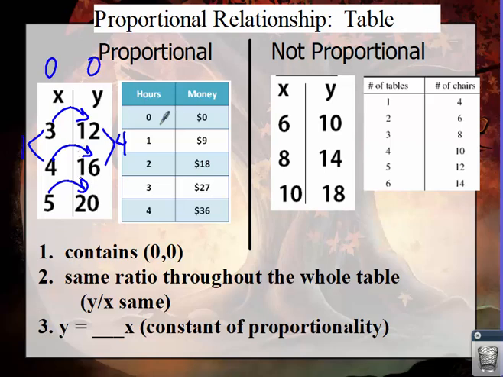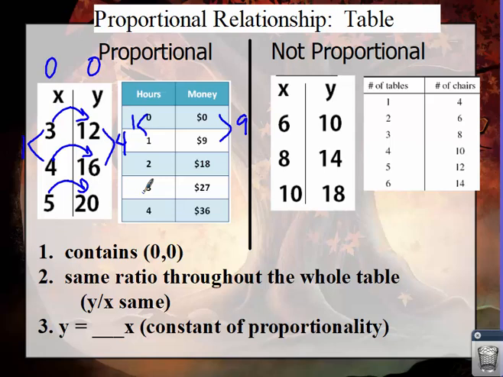Now in this one, I have a 0, 0. So I automatically know it meets one condition. The other condition it must meet is it must maintain a consistent pattern all the way down. So this one has a pattern of 9. This one has a pattern of 1. Is it 9 all the way? Yes. Is it 1 all the way?